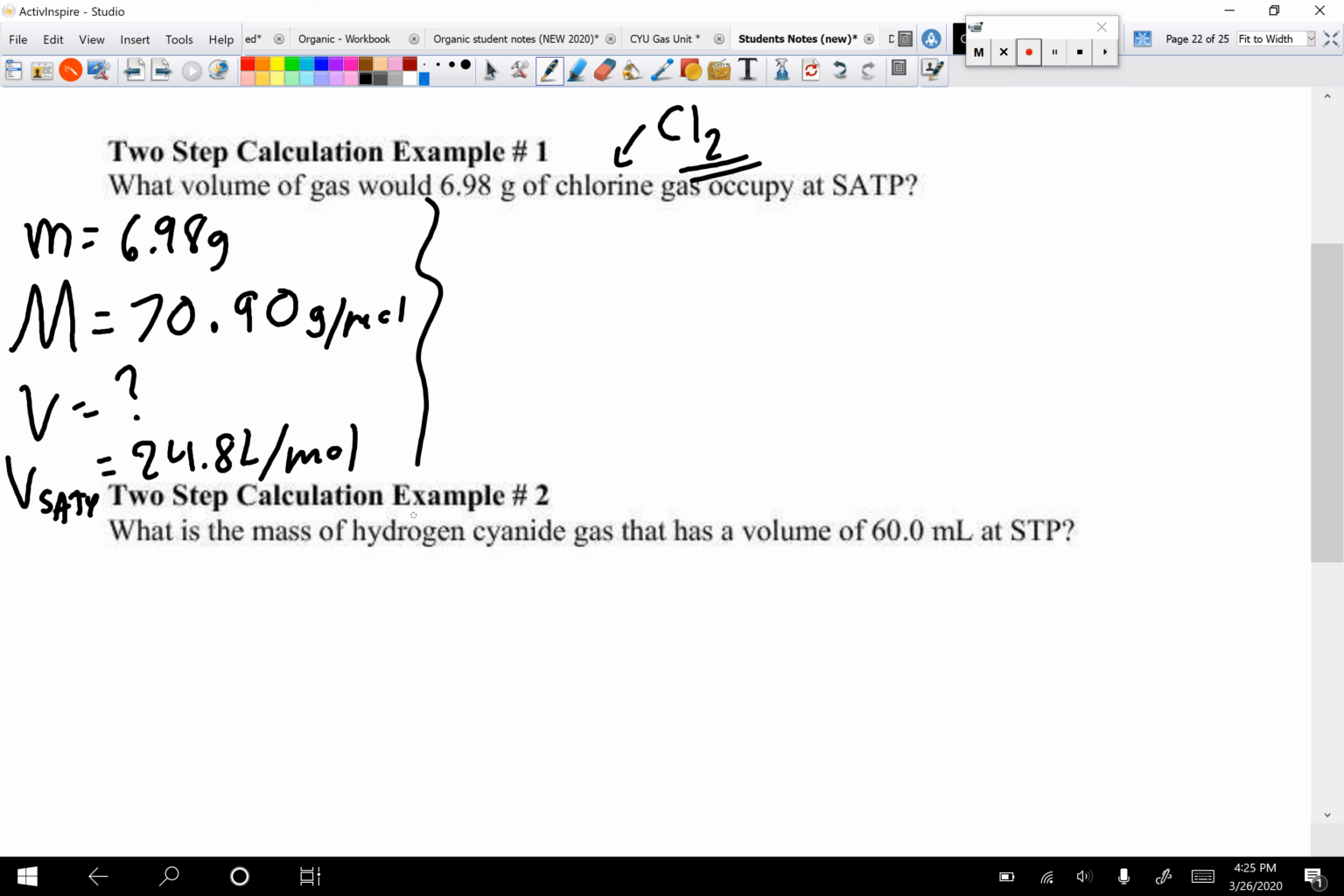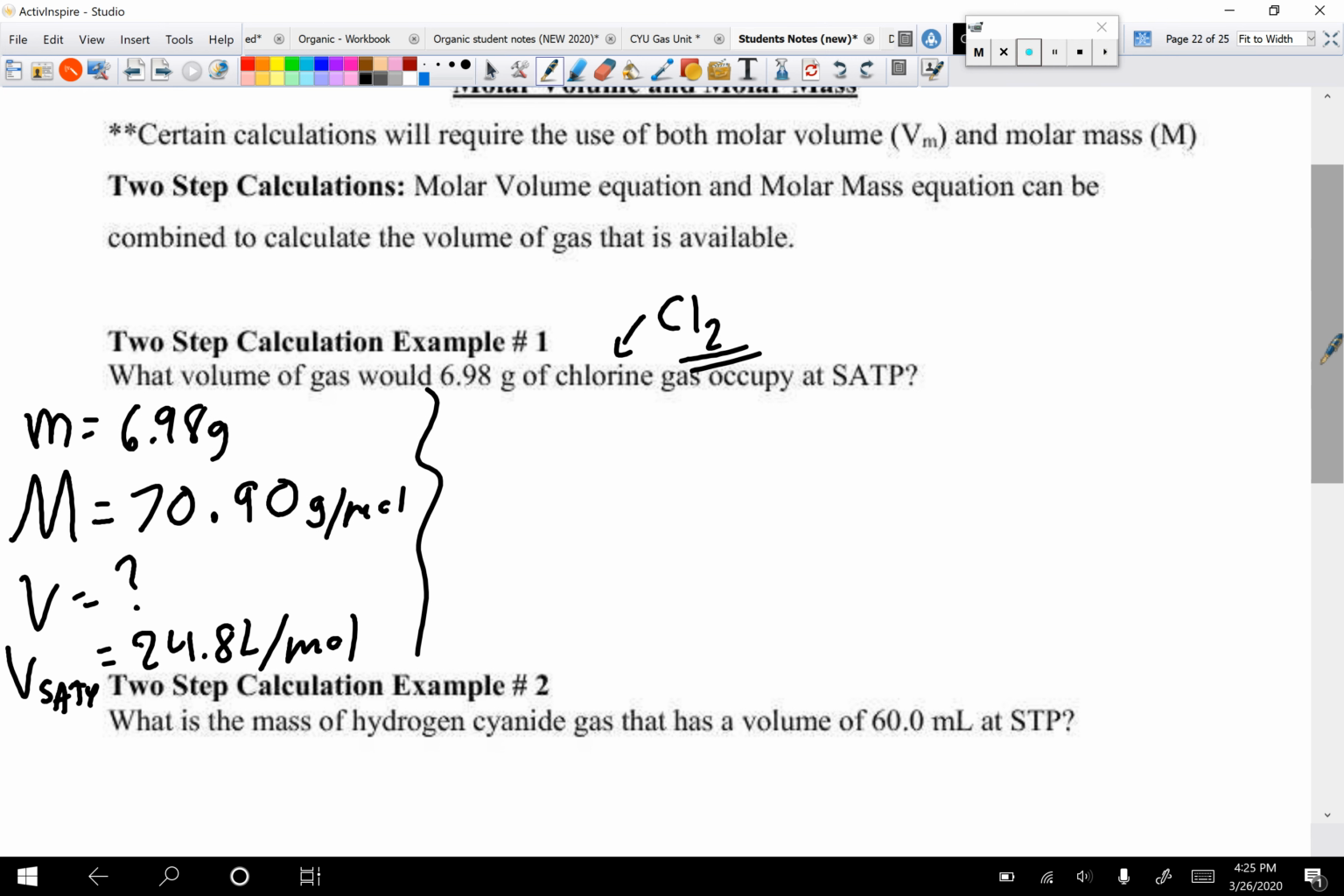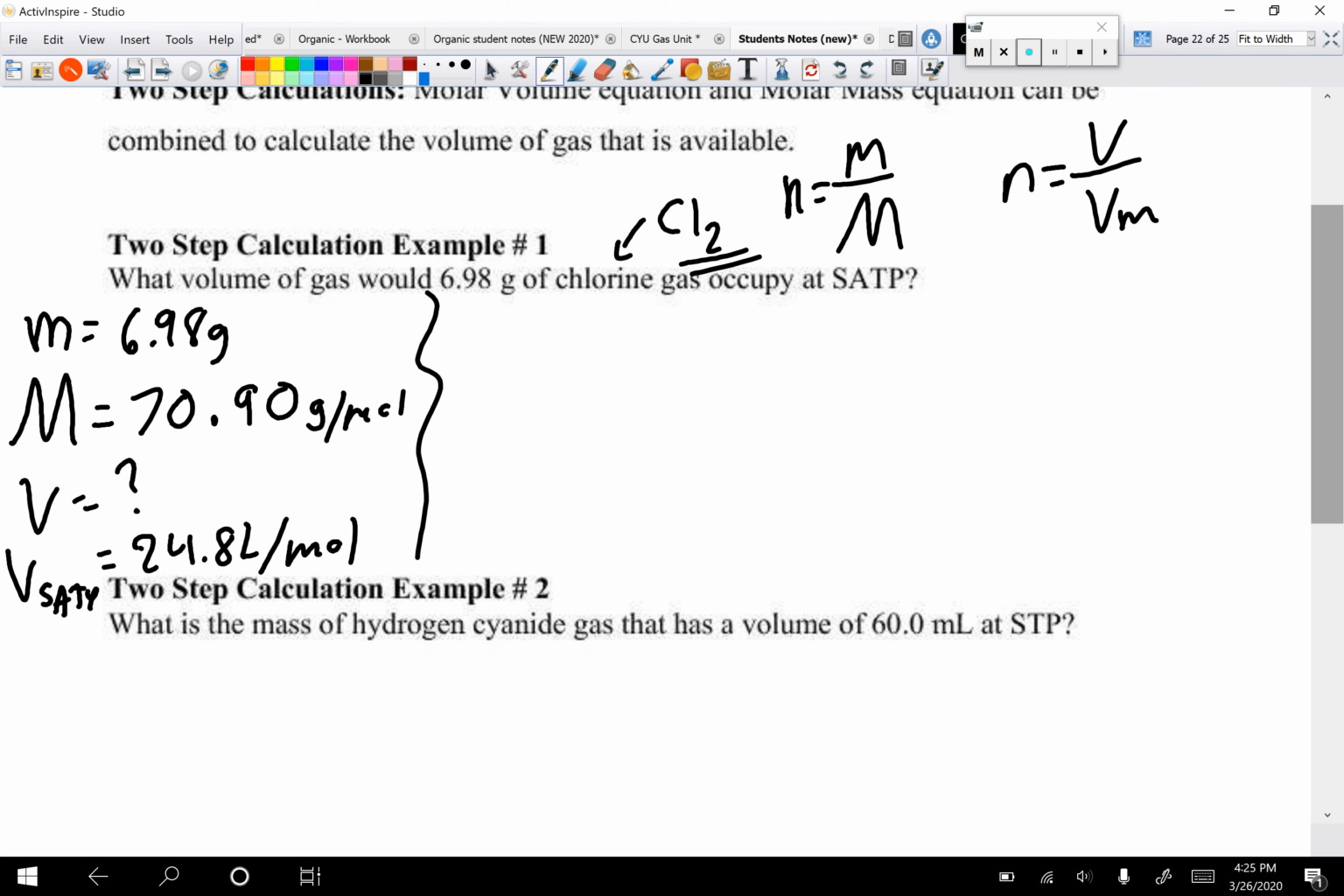Now, the starting point for these here is always just going to be, all right, what information do we have enough for? Because we know we're going to have to use 2 equations. We have our mass and molar mass equation, so number of moles equal to mass over molar mass, and number of moles equal to V over Vm. Now, obviously, this question is asking for what volume, right? We're going to have to use this equation second, rearrange it, and of course solve it. So we are going to have to solve for number of moles first, right?